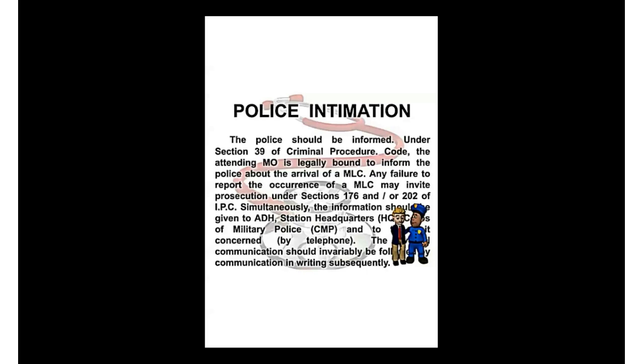Police intimation. Under Section 39 of the Criminal Procedure Code, the attending MO is legally bound to inform the police about the arrival of an MLC. I told you that whenever a medico-legal case comes, after the investigation done by the doctor, if he suspects this case is turning into one, or at any point he feels this is a medico-legal case, what is his prime concern? He needs to inform the nearby police station. That is a legally bound procedure.